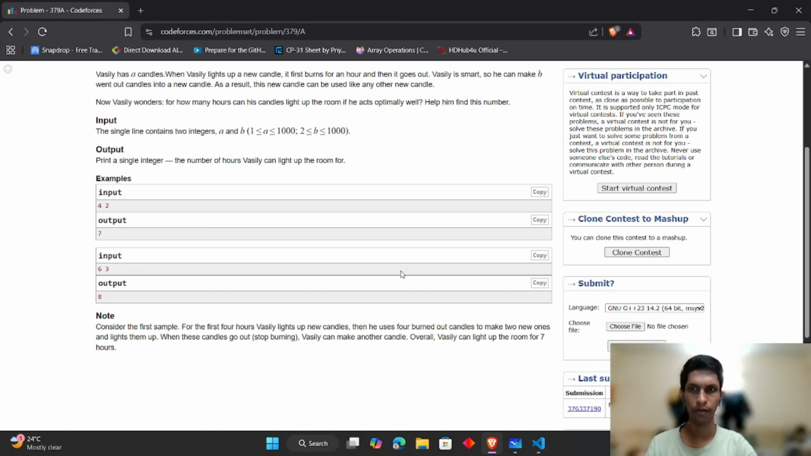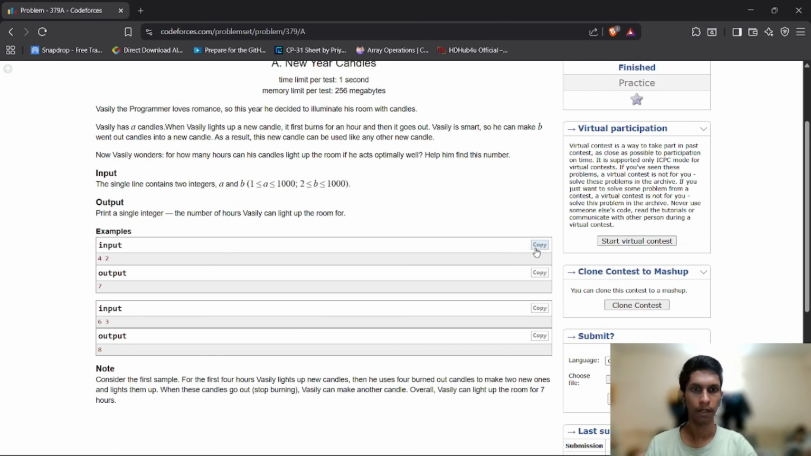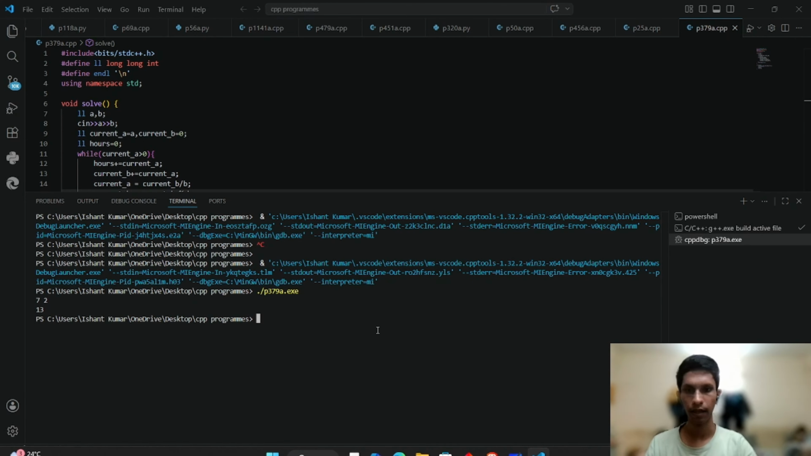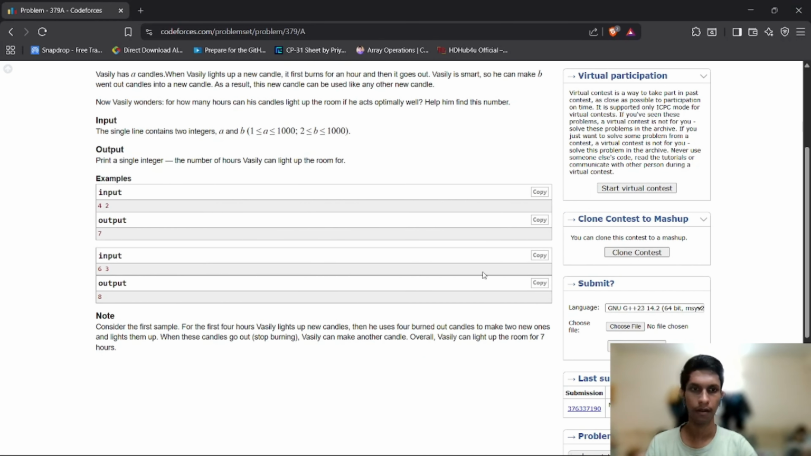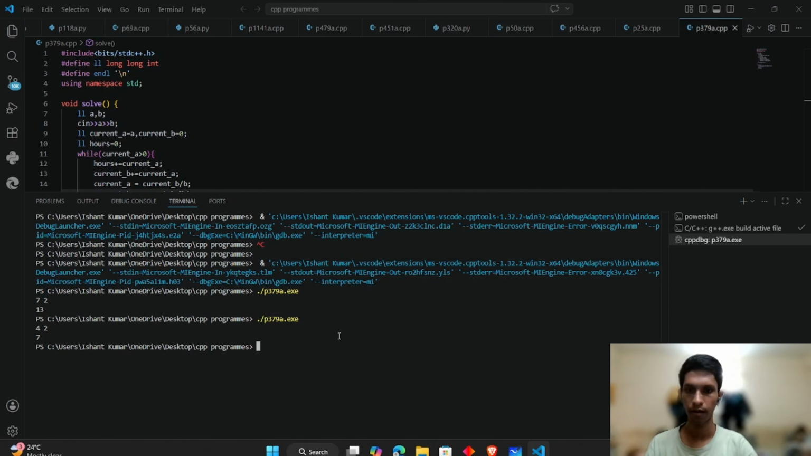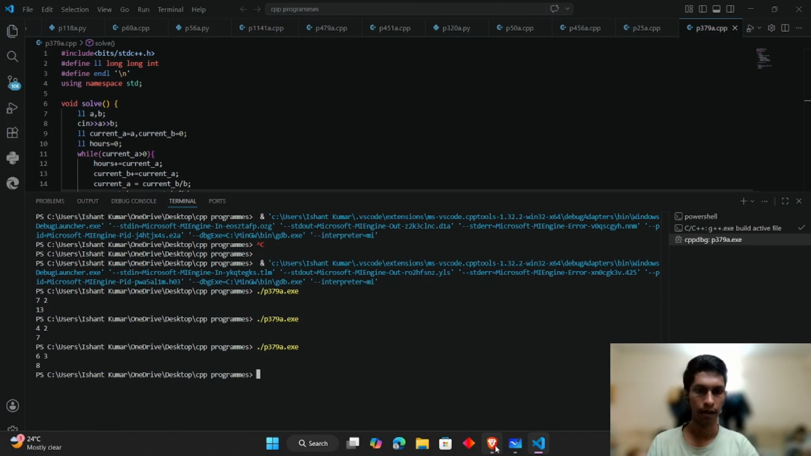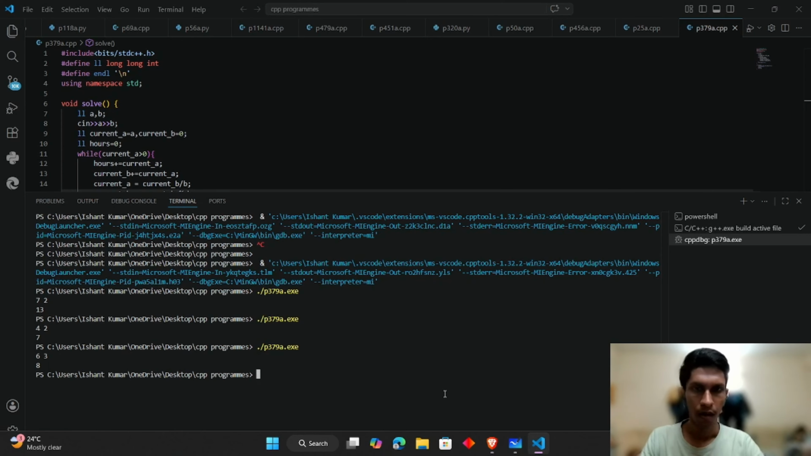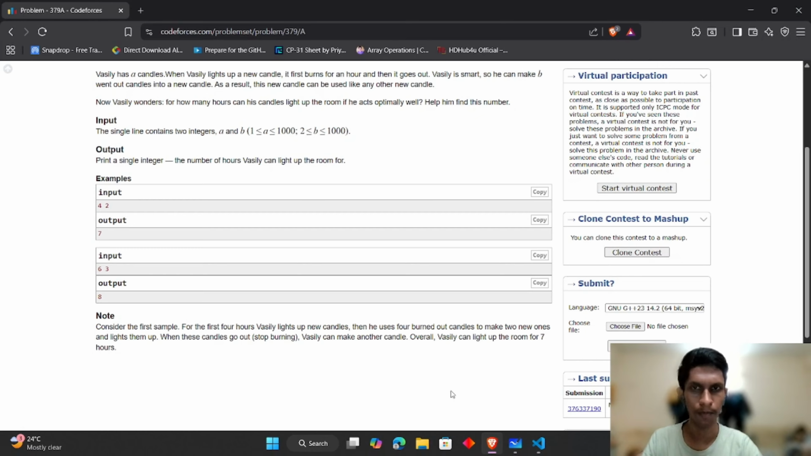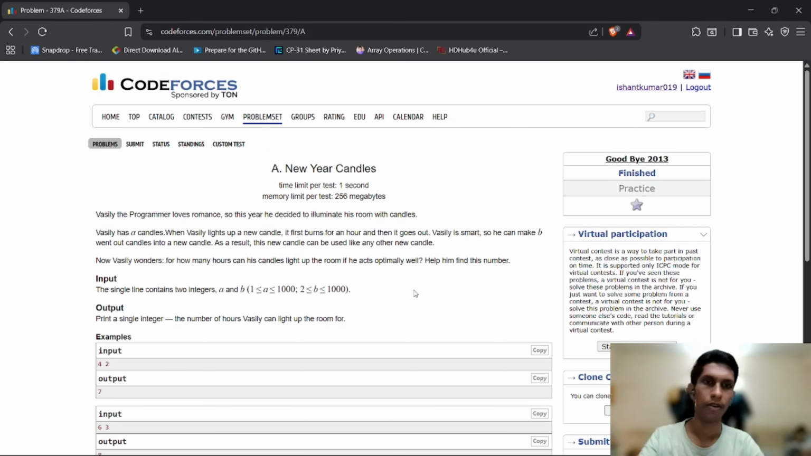And let's take one test case from the problem itself and check if our logic is correct or not. We are getting 7, and that's 7. And let's check this test case. We are getting 8, and in the problem it is also given 8. So this was all for this problem. It was quite easy, but you just have to keep in mind the modulo operator.